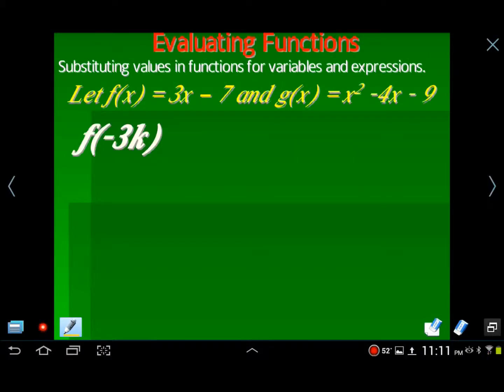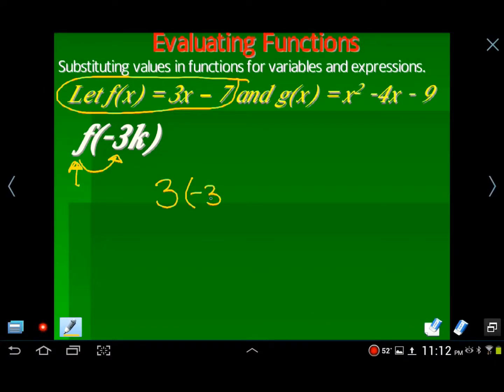So here's our first evaluation problem. Let's find f of negative 3k. We use this function because we're looking at the f value, and wherever we see an x, we're going to put in negative 3k. So it's pretty simple. Instead of writing 3x, I'm going to write 3 times negative 3k, then minus 7. Now just simplify it as much as you can.